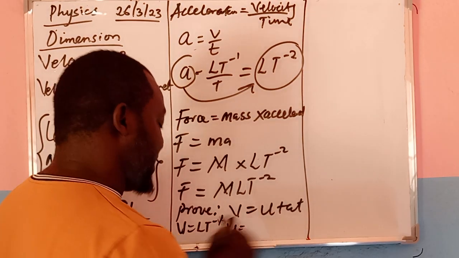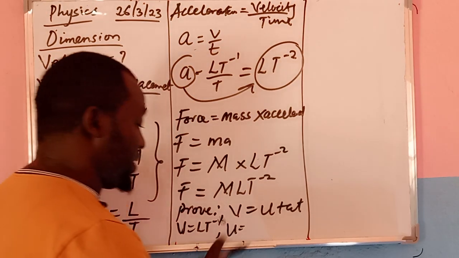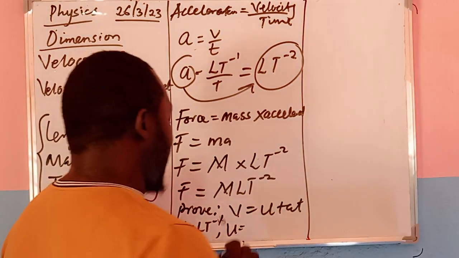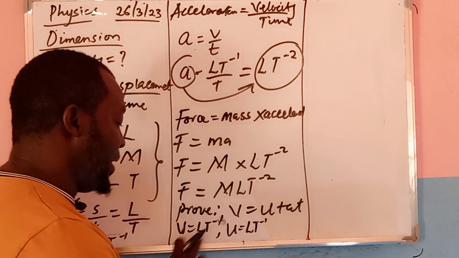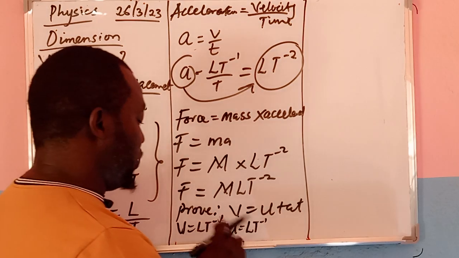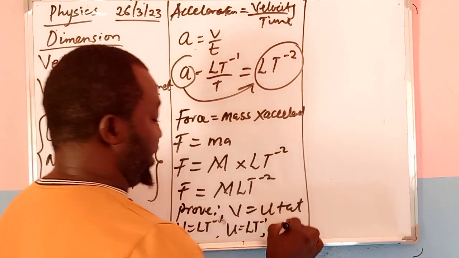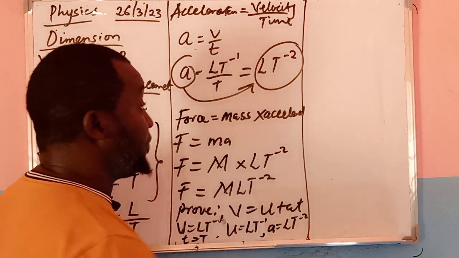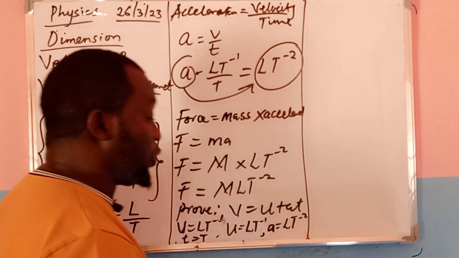Likewise, U is the same thing as V. Why? Because it's all velocity. The only difference is this one is initial velocity and the other one is final velocity. That means the dimension of U is LT^-1, like that of final velocity. Then for acceleration, we already know the dimension is LT^-2, and for small t, the dimension is capital T. Then we substitute back into the formula. The formula says V equals U plus at.